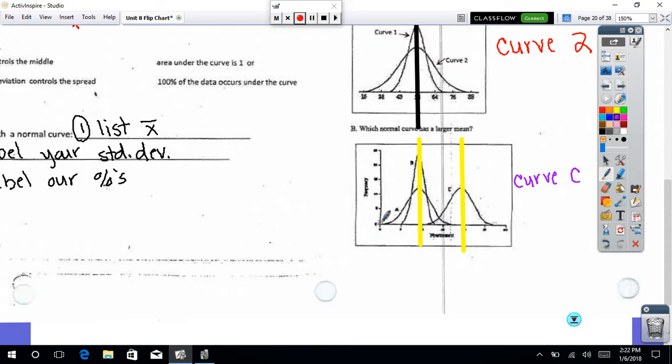Looking at it, it looks like curve A and curve C have the exact same standard deviation. They look like the same curve, it's just that one has been moved over more. Maybe this was a pre-test and curve C was a post-test, after you learned the material, so everybody's grades went up. Who knows? Just realize that the middle represents the mean or the average, and the standard deviation controls how wide your graph is.